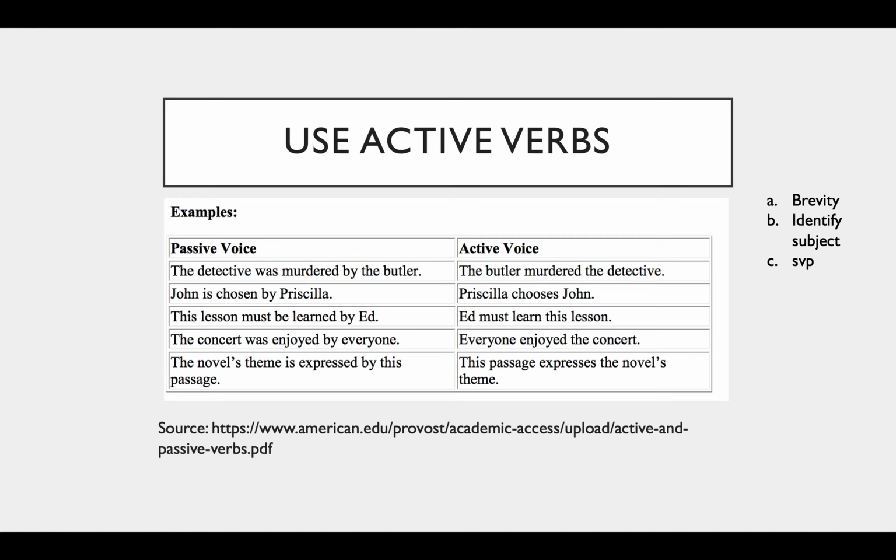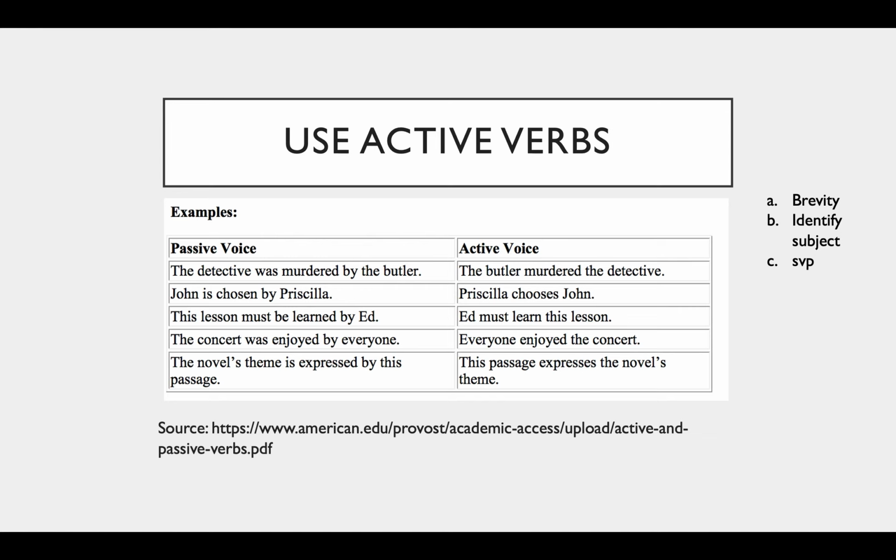The passive sense would be the detective was murdered by the butler. But if we want to follow the idea of brevity, we want to identify the subject of this sentence. Who is the subject? Is it the detective or is it the butler? Who is the main character? It's the butler. And so we want to move up the butler to the very front, and following the subject, verb, predicate formula, the subject would be the butler, the verb would be murder, and the predicate would be the detective. So the butler murdered the detective.